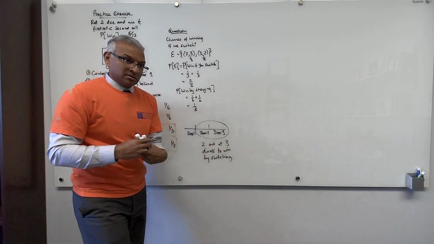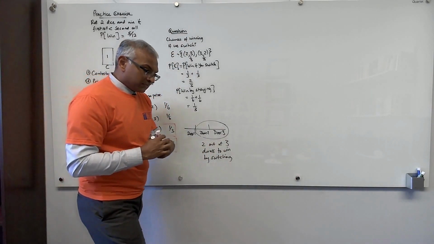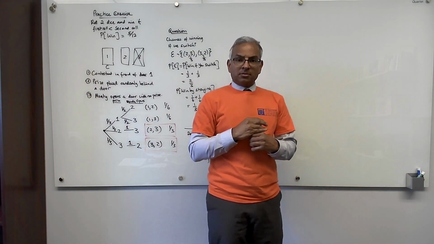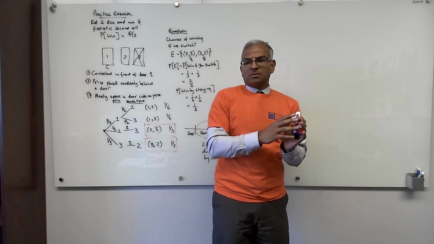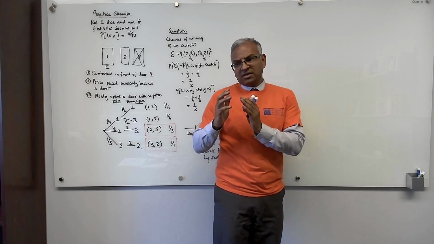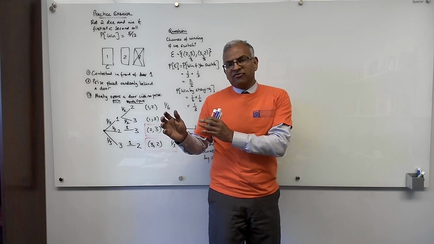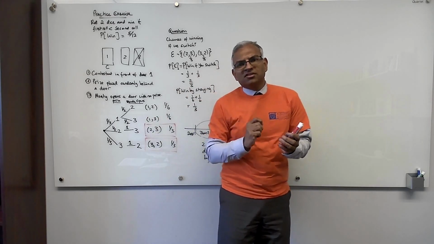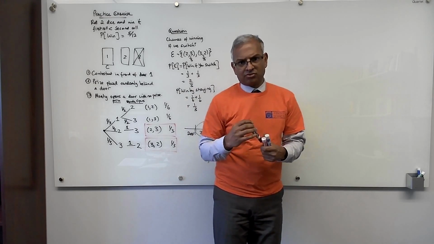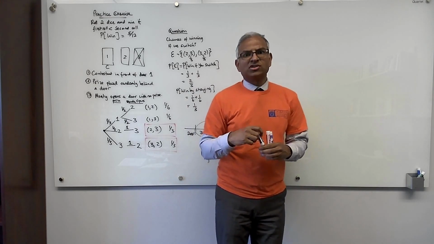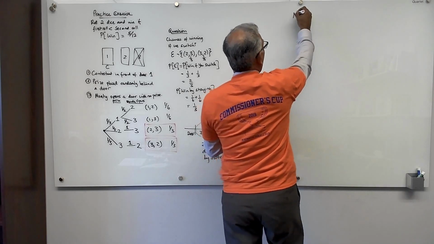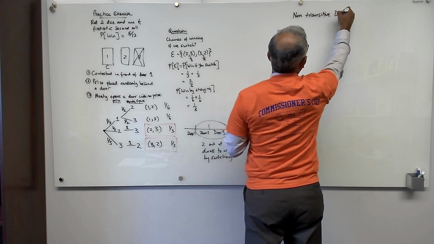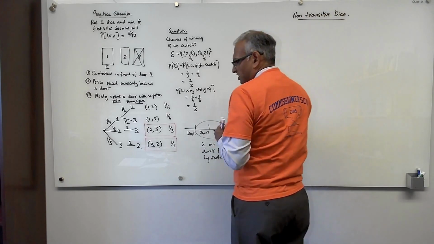I want to show you that when games involve chance and probability, it's possible that you will prefer one game to another. You will prefer another game to a third, and then you will prefer the third game to the first. So it's kind of like a non-transitive behavior. And let me illustrate with dice. I'm going to call this non-transitive dice. And we'll do this example carefully.